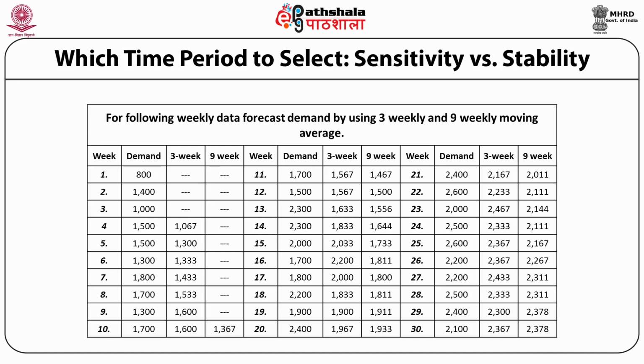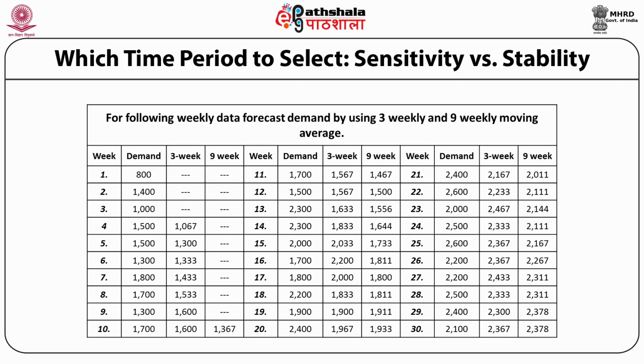The forecasting has been done by using simple moving average by taking two time periods. Firstly, a time period of 3 weeks has been taken, and secondly, a time period of 9 weeks has been taken. By using 3 weekly simple moving average, the demand from fourth week has been calculated. The steps have been discussed in the previous slides. For instance, the demand for fourth week by using 3 weekly simple moving average comes out to be 1067 units. For fifth week, 1300 units. For sixth week, by taking the last three demands, the forecasted demand comes out to be 1333 units. Similarly, the demand for every week has been calculated till 30 weeks by using 3 weekly data.